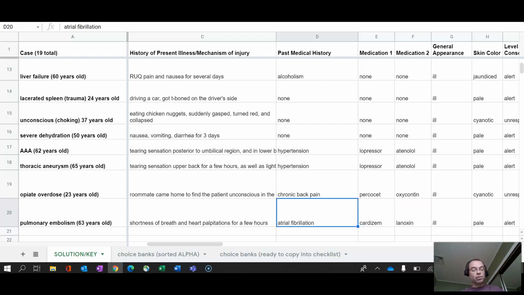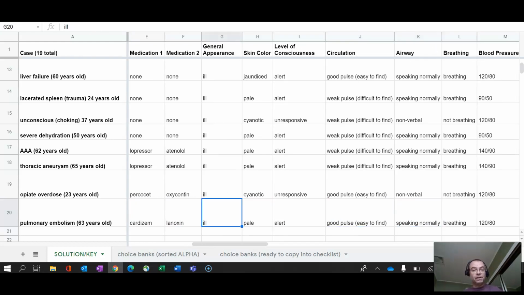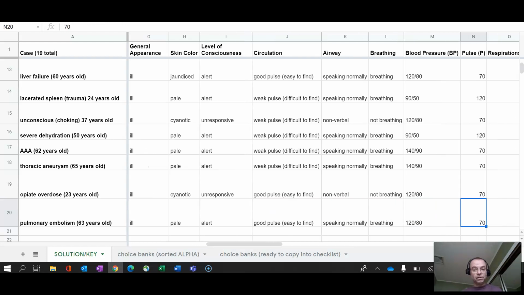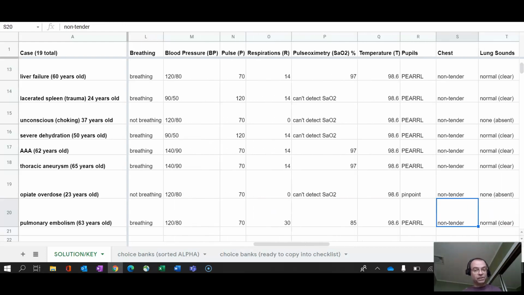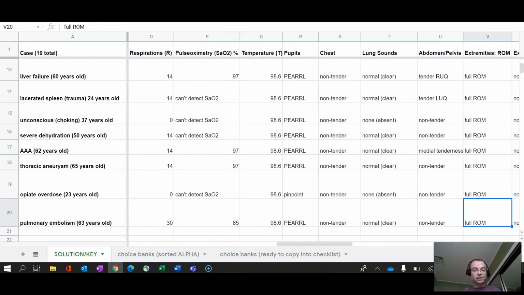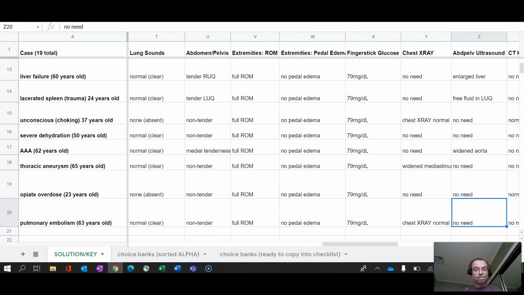Well, if you throw a clot in the right atrium or the left atrium, it can then end up in either the pulmonary circulation or the systemic circulation. Okay, the patient will look, general appearance-wise, ill. Skin color is going to be pale. They'll be alert, and on and on. I simply type in all the different parameters here, going from left to right.